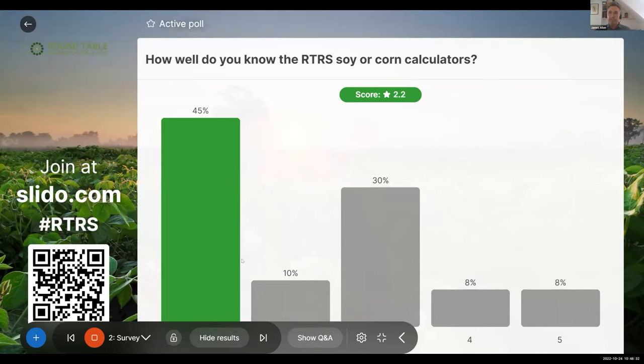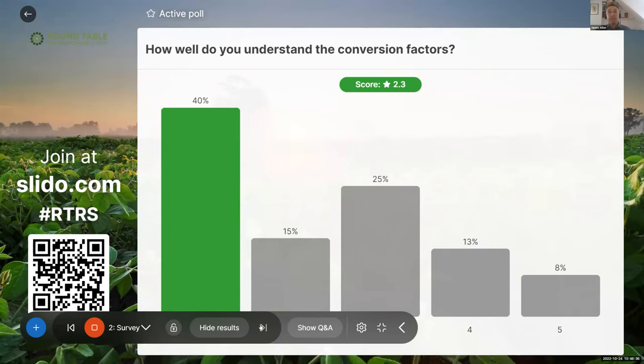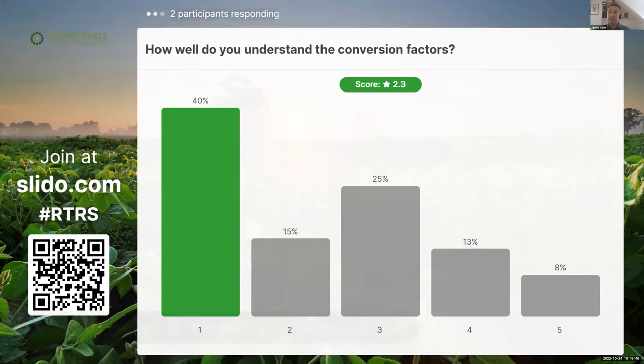I think that says a little bit about our key public audience today. How well do you understand the conversion factors? Again, similar sort of spread, around 40% not knowing much at all. So more than half are below average here, and about 25% know a little bit.